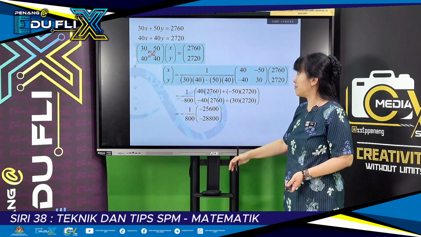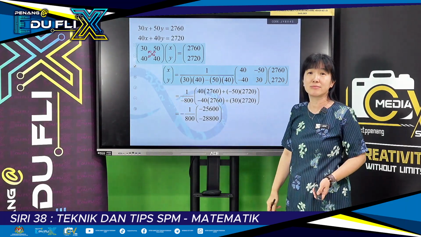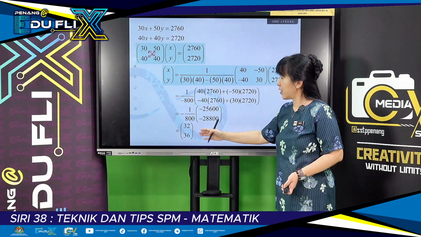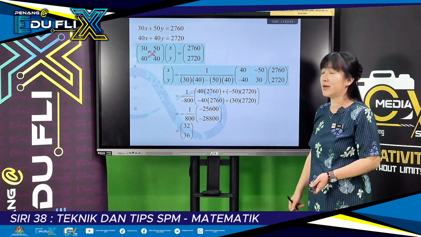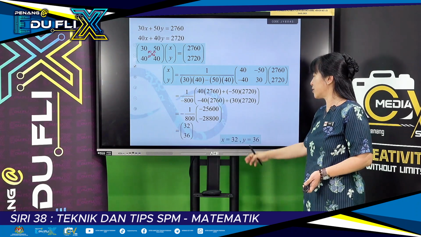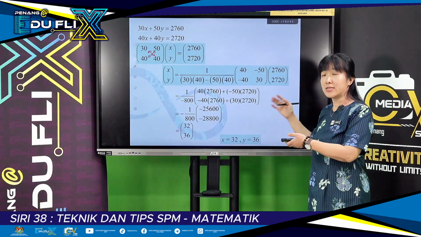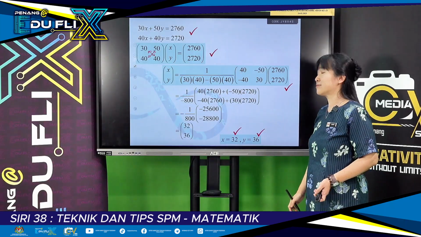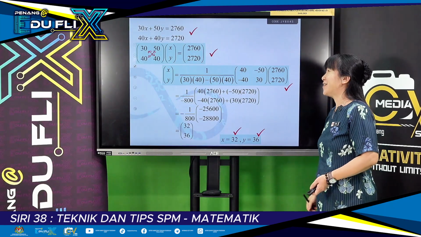As a last step, multiply -1/800 with these two elements. You will get 32 and 36. These are the values for x and y. And again, don't forget to write down x equals to 32, y equals to 36. With all these steps, we were able to get 5 marks. Easy, correct?